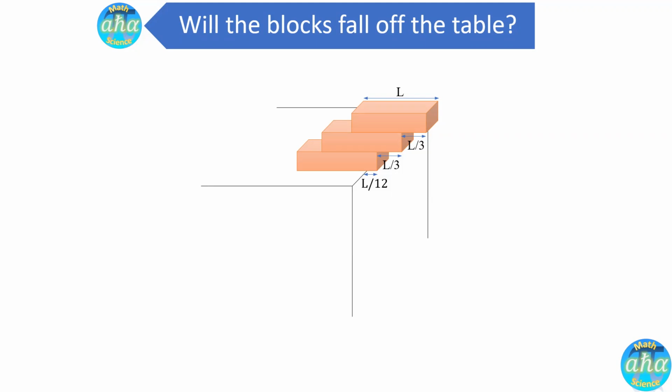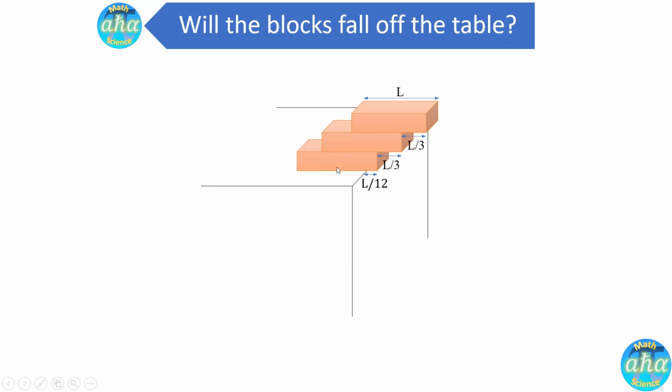Today, we're going to solve this three blocks problem. So here are the three blocks. The length of each block is L, and the first block is sitting on the table, and it extends beyond the edge of the table by 1/12 of L.